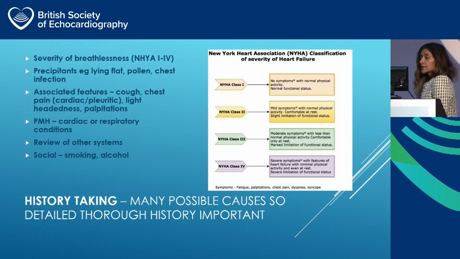So, taking your history, really important to take a detailed history because the cause of the breathlessness can come from anywhere. And it's also important to know your patient, to understand the context in which your echo sits. So ask how severe it is, and we use this classification, you've all heard of it, I'm sure, the New York Heart Association, 1 being the least severe, normal functional status, and 4 being the most severe, severe breathlessness at rest.